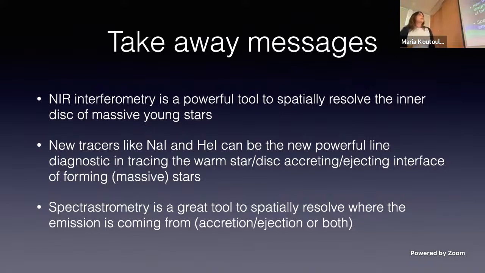There are new tracers that we can use, and as the sensitivity is improving, we actually start to have tracers like sodium and helium, and they're really powerful diagnostics in understanding and tracing the star-disk accreting/injecting interface, because it's still a debate. It's also so for the helium a bit. And also that spectrometry is a really great tool, especially if you have a differential phase signal, you can really use it to understand and trace where this emission is coming from.